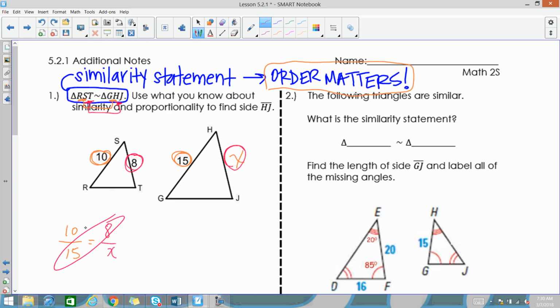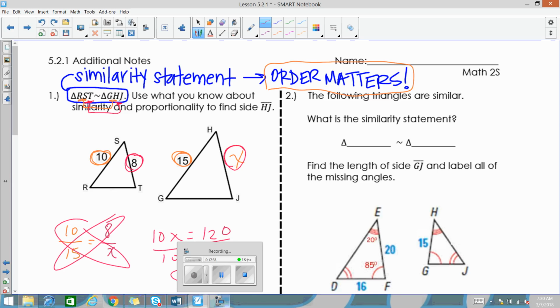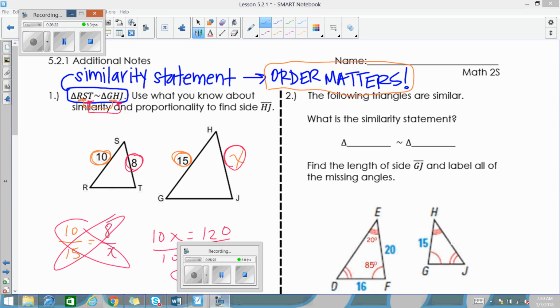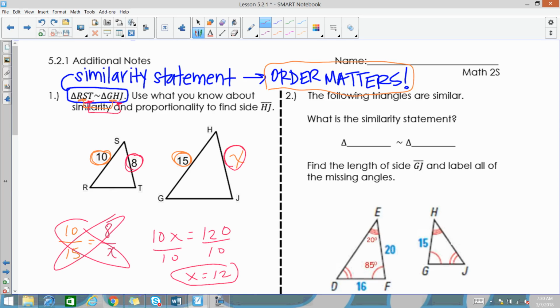We're going to cross multiply. So we're going to get 10x equals 120. Divide by 10, and x equals 12. And that's how you do this. And that's how you do that right there, right? So you gotta look at the similarity statement to help you determine this.